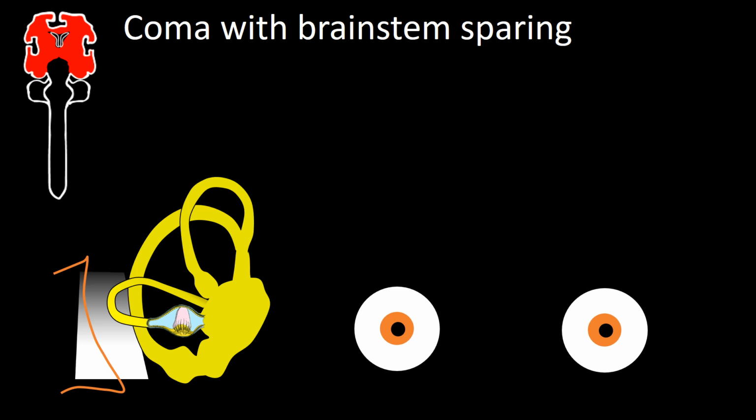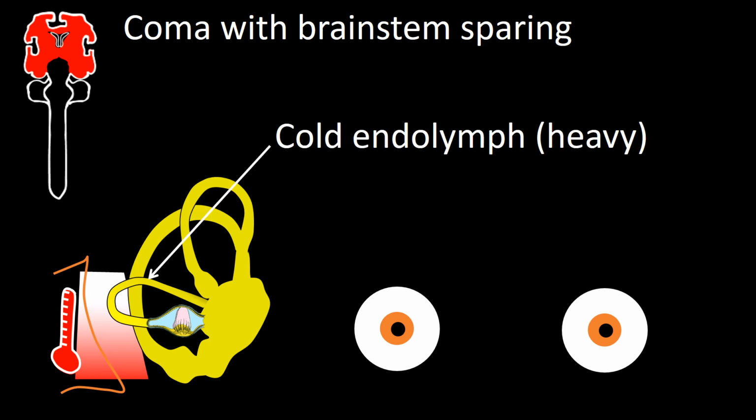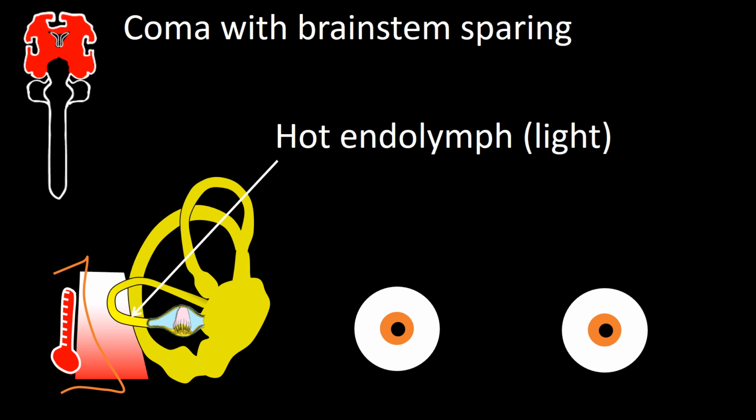I have now added the eyeballs looking straight ahead. When hot water is placed in the external ear canal, the fluids in the semicircular canal develop a temperature gradient. In the back of the duct, the endolymph is colder, hence heavier. The endolymph in the anterior part of the semicircular duct is hotter, hence less dense than the cold endolymph in the back of the semicircular duct. Thus, the anterior endolymph is lighter than the endolymph in the back part of the lateral semicircular canal.